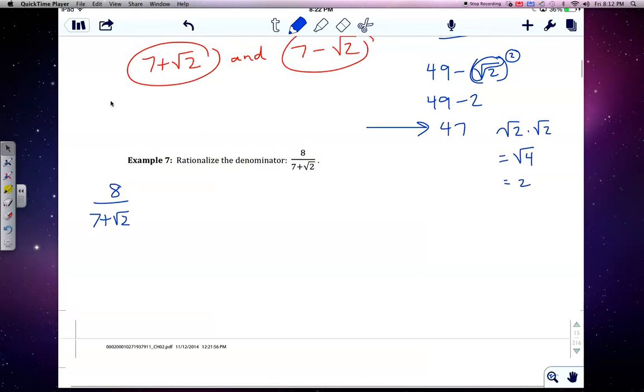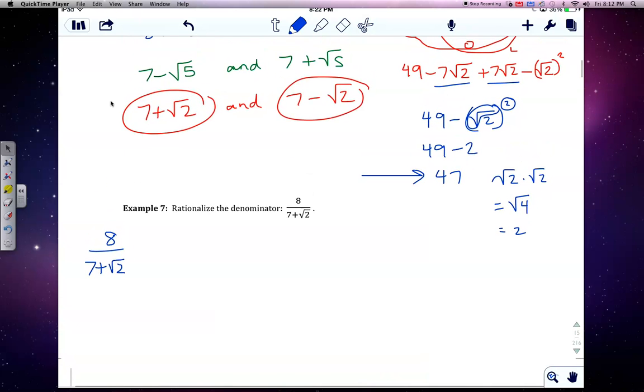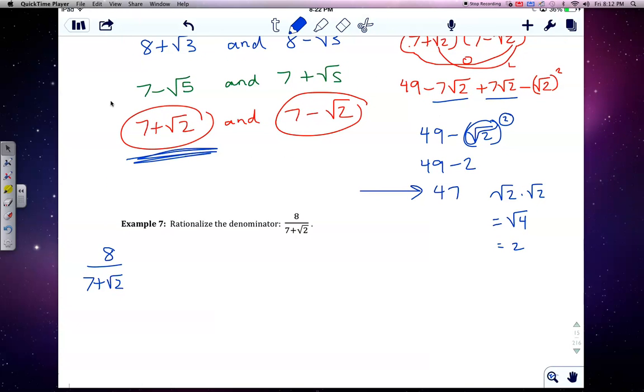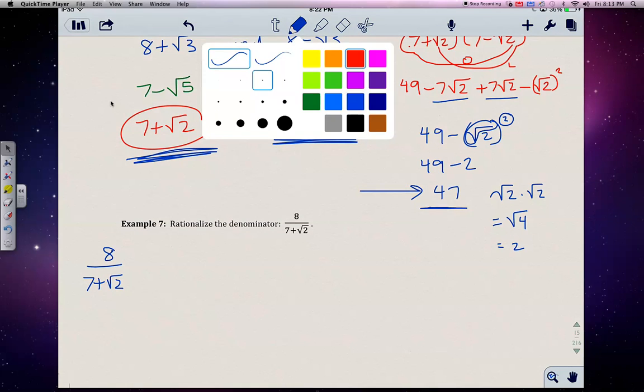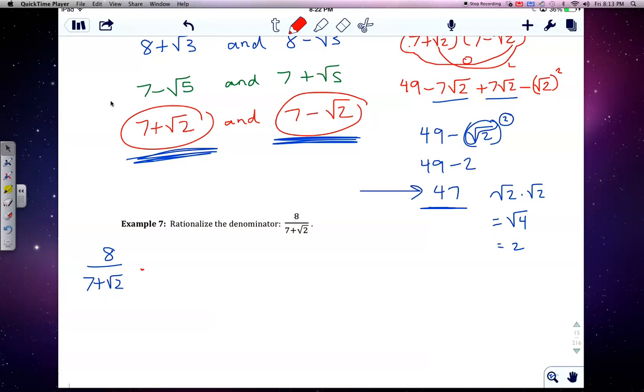Let's look back up to here. When we took this and multiplied it with this, didn't we get rid of the radical? So what we want to do is look at this denominator and multiply it by 7 minus the square root of 2. We can't do that unless we multiply the numerator by the same thing. That same thing is 1.